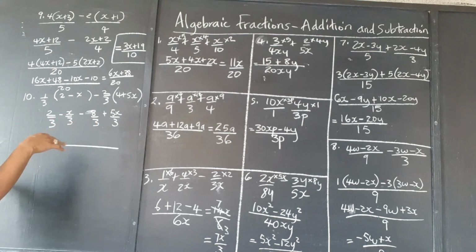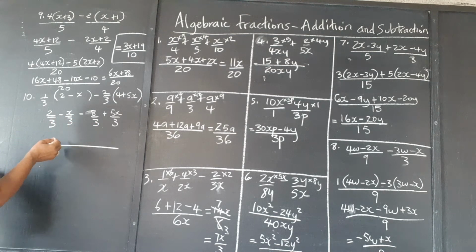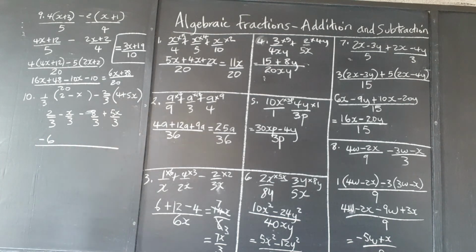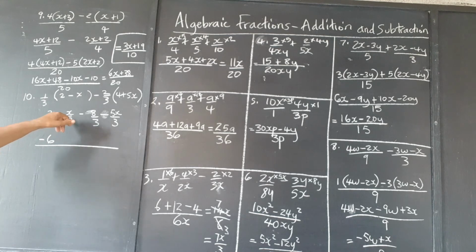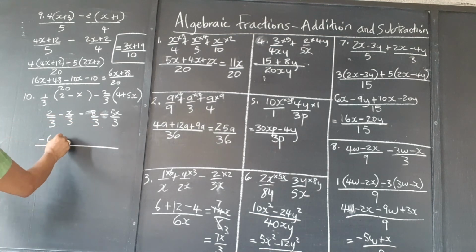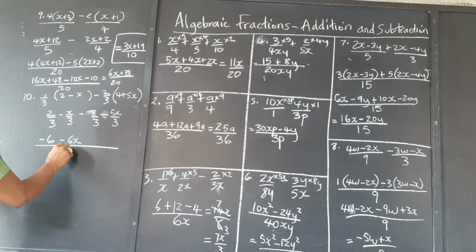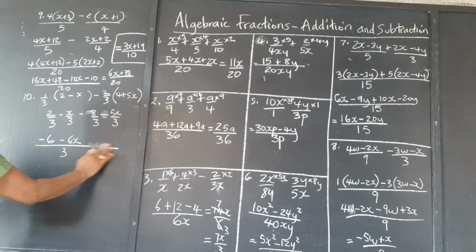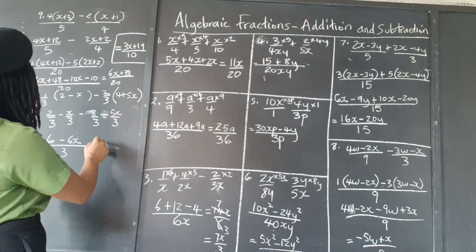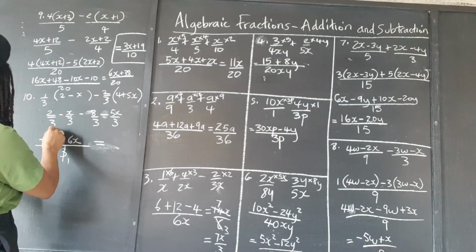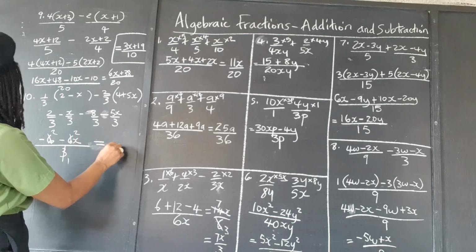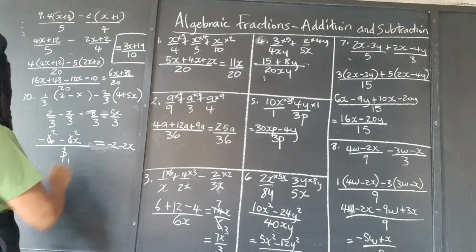So we can just go ahead and work the numerator. So 2 minus 8, so that's negative 6. And sorry, this should be a negative sign. Negative x minus 5x is negative 6x over 3. And these can be reduced. 3 into each of these. So that's negative 2 minus 2x.